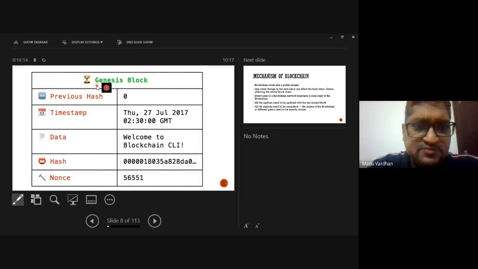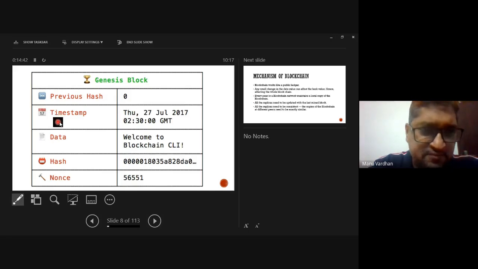Then we have a Genesis block. As discussed in the previous slide, this Genesis block is the first block in the blockchain, and because it is the first block, its index position is 0, and the value in the previous hash is also 0, because there does not exist any previous block for this one, so this value is 0.